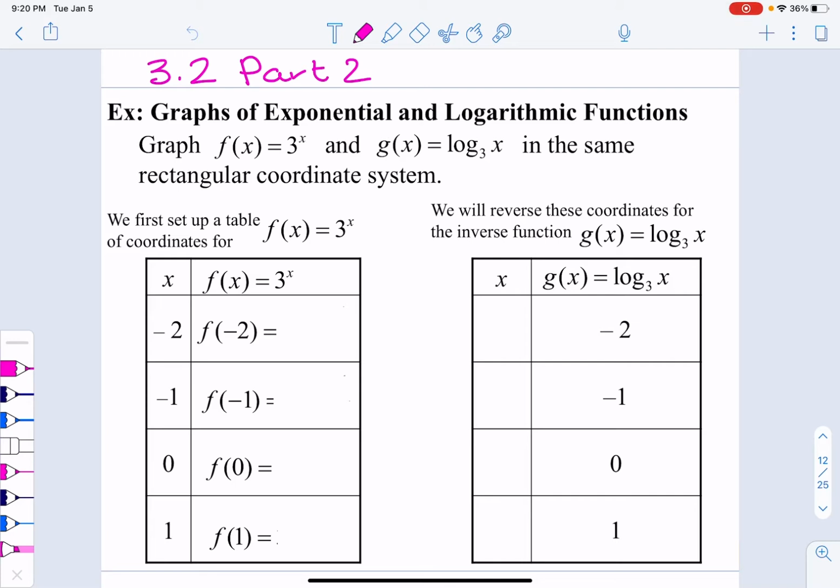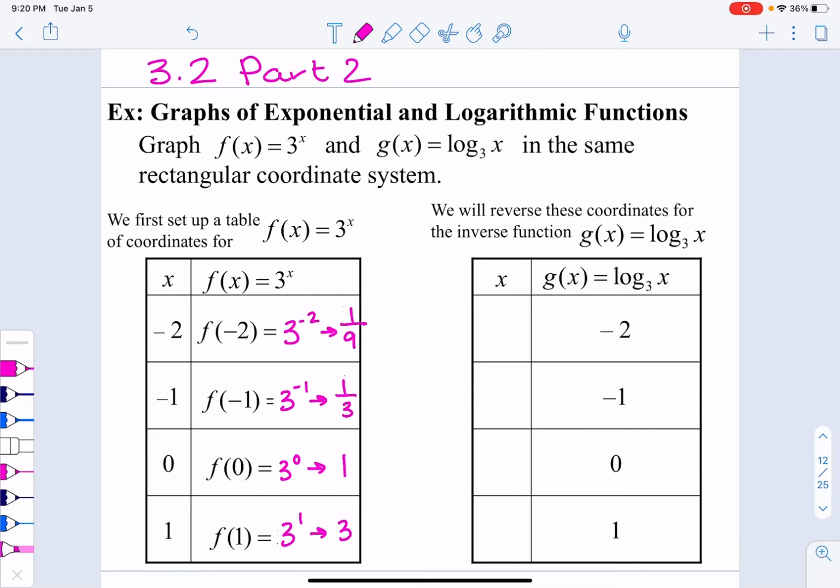If we plug in a -2, that means we're taking 3 to the -2 power, which means we have 1 over 3 to the second. 3 to the second gives us 9, so we'd have 1 over 9. If we plug in -1, we're taking 3 to the -1st power, which again gives us 1 over 3 to the 1st power, which is 1/3. If we have f of 0, anything to the 0 power gives us 1. And if we take 3 to the 1st power, we end up with 3. So we know how to make a table of our basic exponential functions.